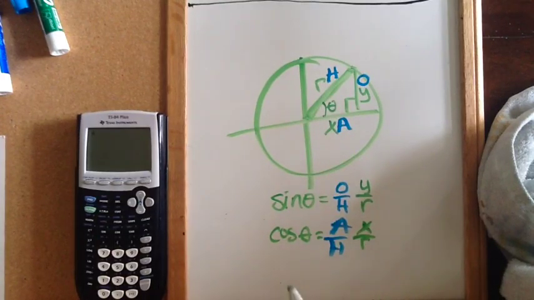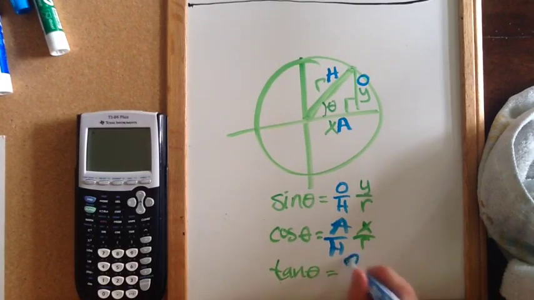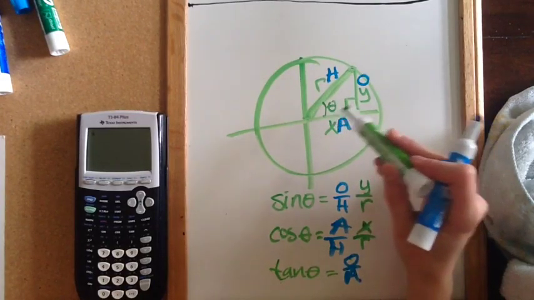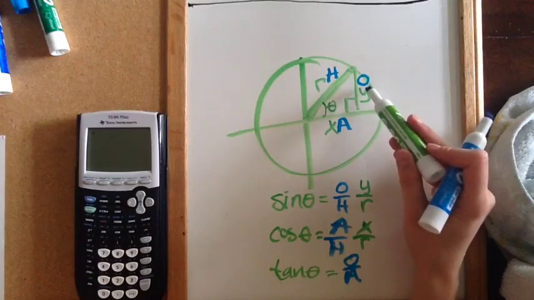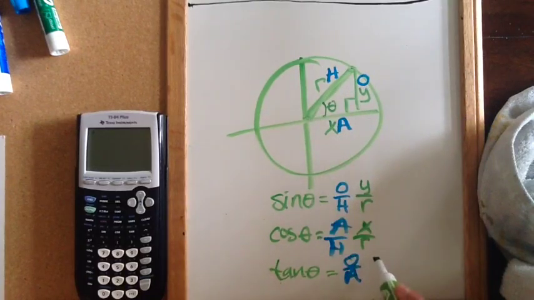Then the tangent of theta is the opposite over the adjacent, but in this case, with our x's, y's, and r's, it's going to be the opposite, which is y, over the adjacent, which is x. So we end up with y over x.